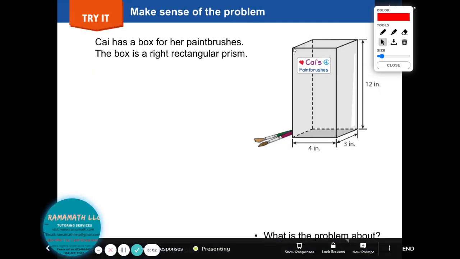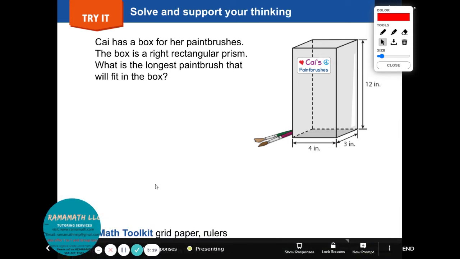So this question could be a volume question, and also how many paintbrushes we can fit in. But since we are learning the Pythagorean theorem, let's see how we can apply it in this one. So now the question is: Chai has a box for her paintbrushes. The box is a right rectangular prism. What's the longest paintbrush that will fit in the box? Longest paintbrush. Let's think about it.